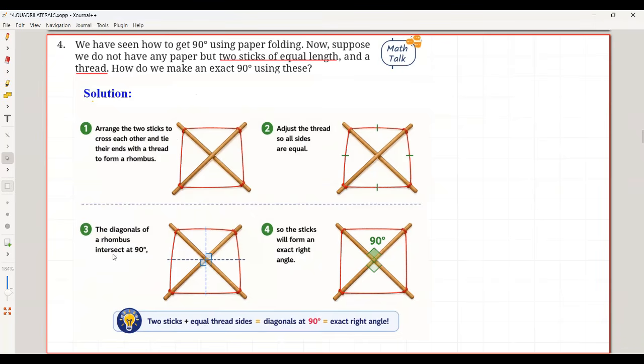Next, the diagonals of the rhombus intersect at 90 degrees. So make sure that the diagonals of the rhombus make 90 degrees. The sticks will form an exact 90 degrees at the center. This is one of the ways. So we have two sticks and a thread forming 90 degrees.